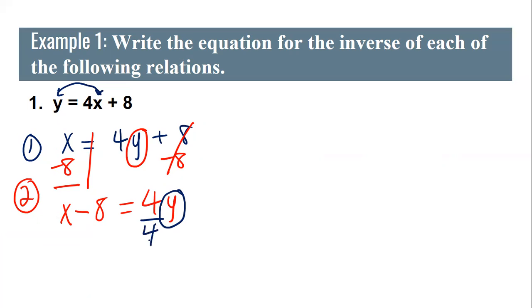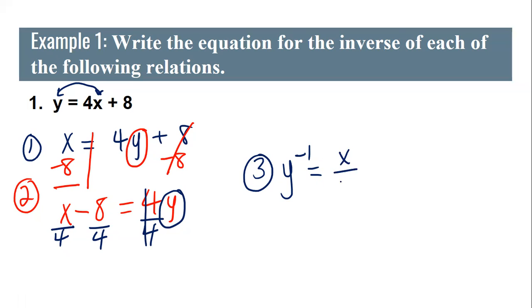And when you're dividing and multiplying, that applies to each term. So I divide X by 4 and I divide 8 by 4. Now is my Y by itself? Yes, it is. So step 3 is to write it in inverse notation. So Y is by itself, so it becomes inverse Y equals, and you're going to simplify. Can X divided by 4 be simplified? No. Minus 8 divided by 4, can that be simplified? To 2. So this is my inverse function.